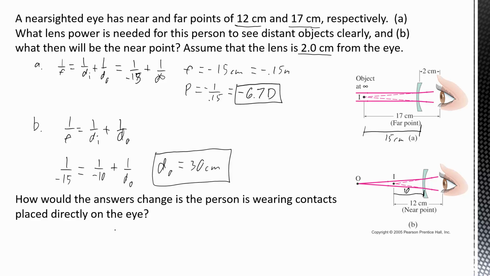Now what happens if we're using contact lenses instead of glasses? Well, that's going to change the distance. We're going to assume that we're placing this directly on the eye. So this initial calculation here, we're going to have a 17 there instead of a 15. So our focal length is going to be negative 17 centimeters, which works out to be a power of negative 5.9 diopters. So it changes the power of lens needed a bit, a little bit weaker lens. But if we recalculate this object distance, that works out to be a bit further out.